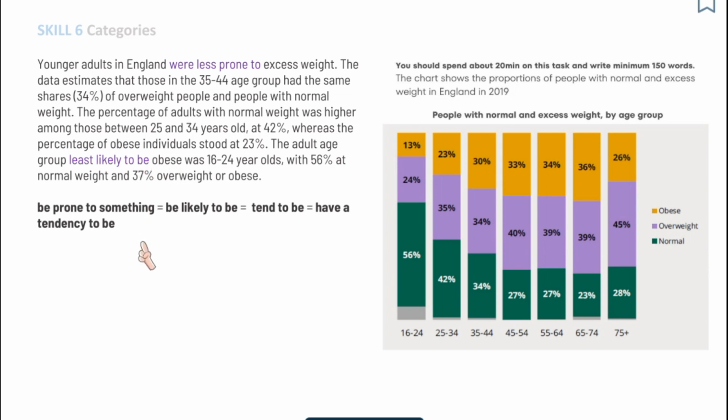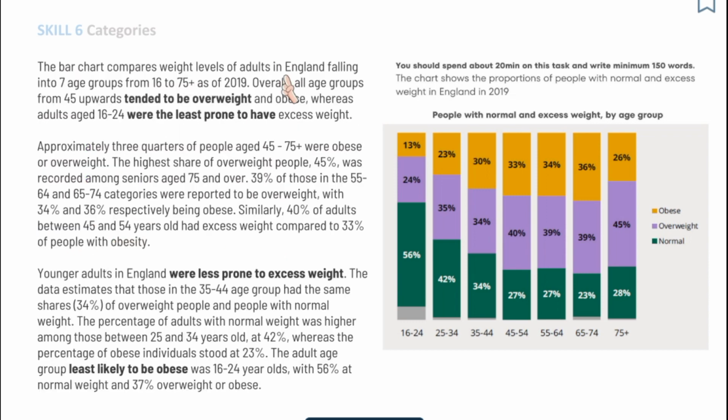So here you can see 4 synonyms. Be prone to something, be likely to be, tend to be, and have a tendency to be. As I said, they're all synonyms, and the meaning is like have a tendency. Yeah, tend to be. In graphs that give results of some surveys, these phrases are very useful. And this is how I have used these phrases in the report. As you can see, I have used 4 different phrases which have pretty much the same meaning.